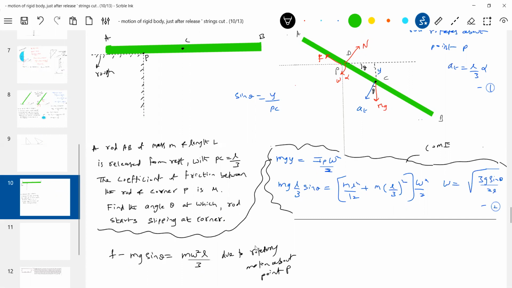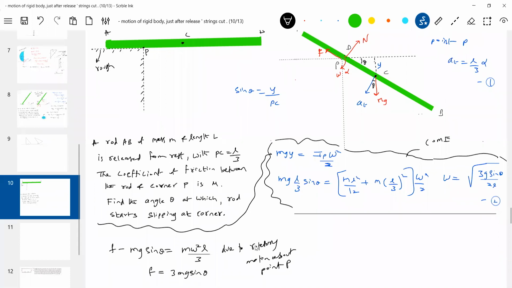So we know omega. Substituting that omega, I'll get one equation, 3mg sine theta by 2. So call this equation 3. This is 1. Okay, let's come to the other things. Torque equation, we'll write it.